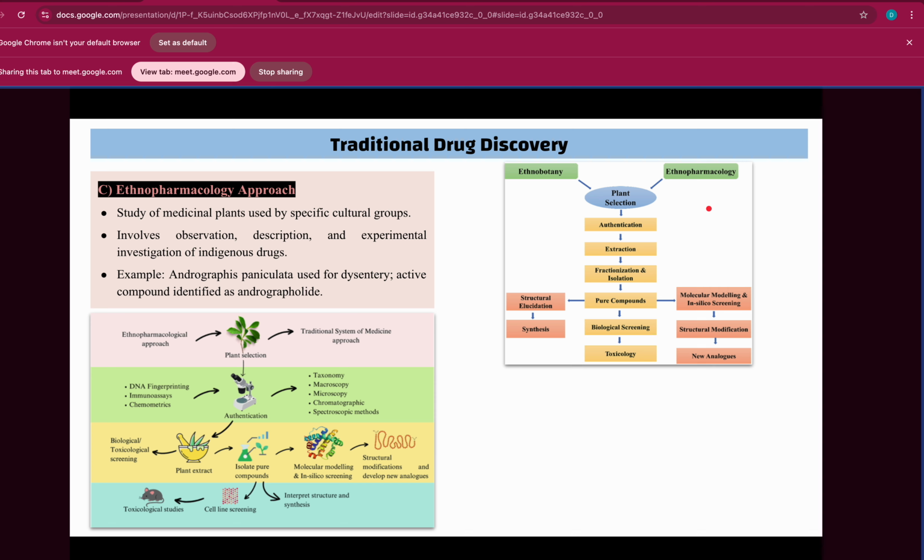Yeah, so this is also one of the flow charts which shows ethnobotany or ethnopharmacology. The first step is the plant selection, and then we authenticate that plant, we extract chemical compounds, and for that fractionation and isolation is done.